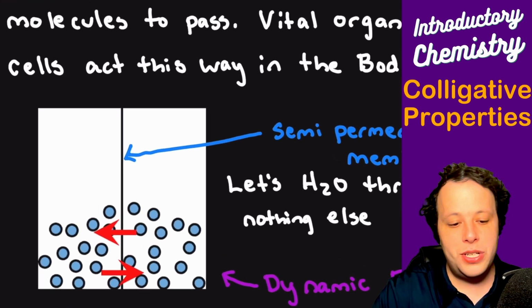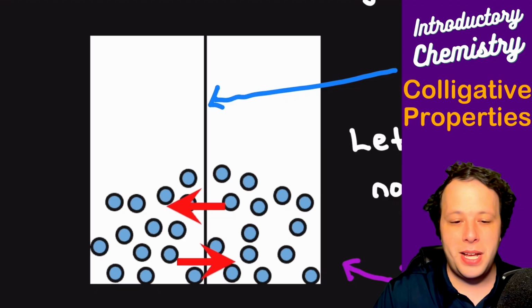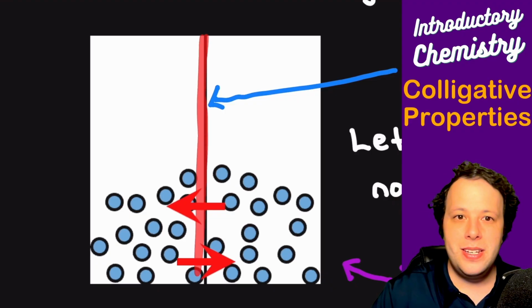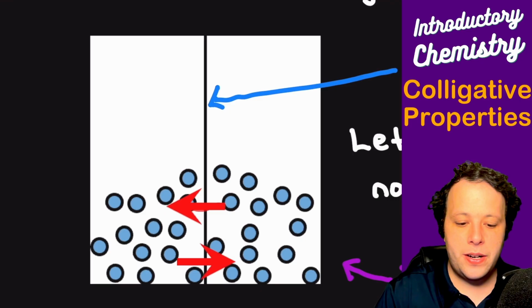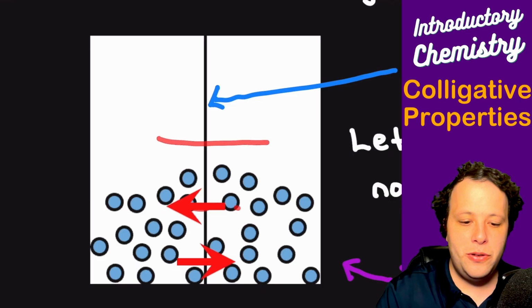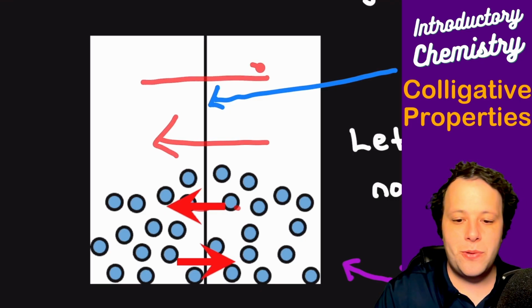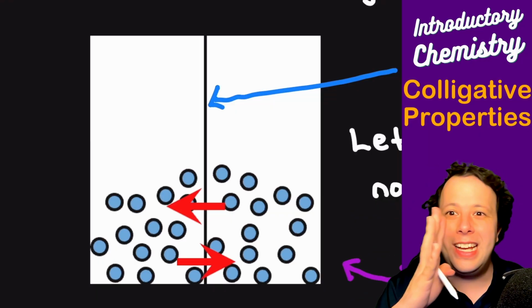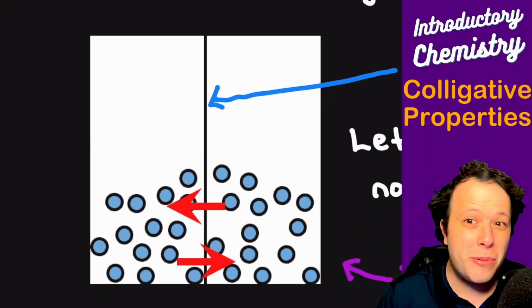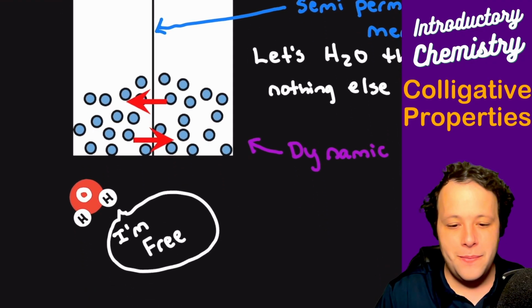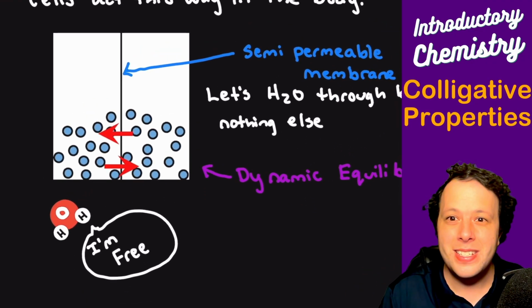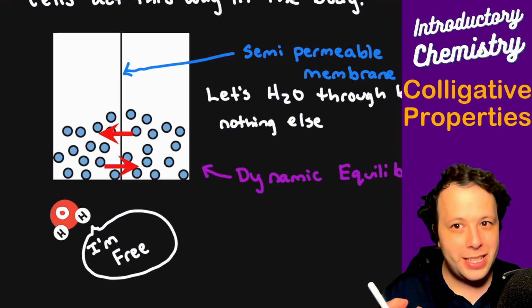So I have 2 sides of a chamber here, and this black line in the middle is my membrane. Now what's happening is that water can move from the left to the right, it can free flow between the 2 sides. It's like a dynamic equilibrium when that happens. So when we say that water is free, it's because it can move where it wants. However, we're talking about colligative properties.